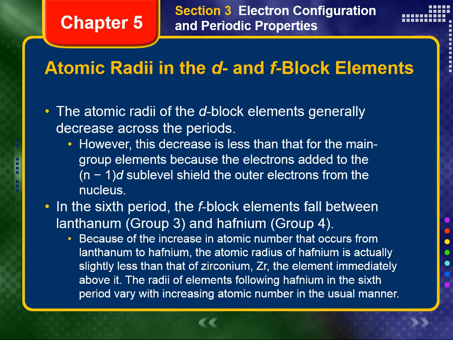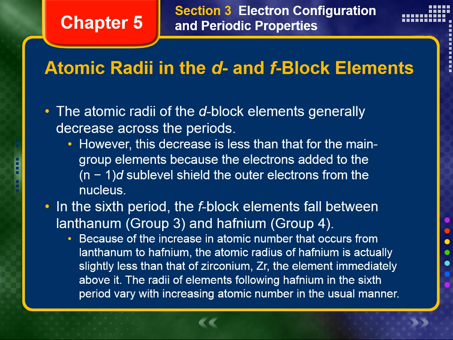Atomic radii. The atomic radii of the D block elements generally decrease across the periods. However, this decrease is less than that for the main group elements because the electrons are added to the n-1 d sublevel and they shield the outer electrons from the nucleus. Also, note in figure 5-14 that the radii dip to a low and then increase slightly across each of the 4 periods that contain D block elements. As the number of electrons in the d sublevel increases, the radii increase because of the repulsion of the electrons.